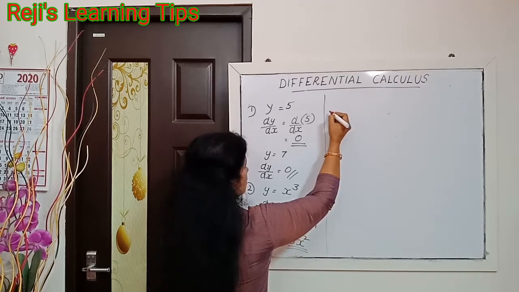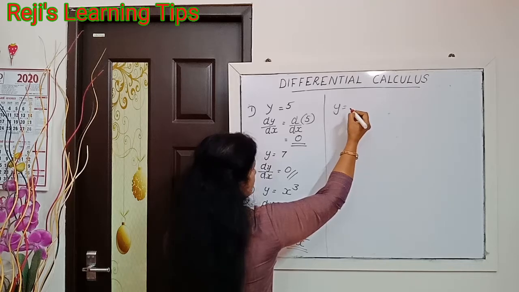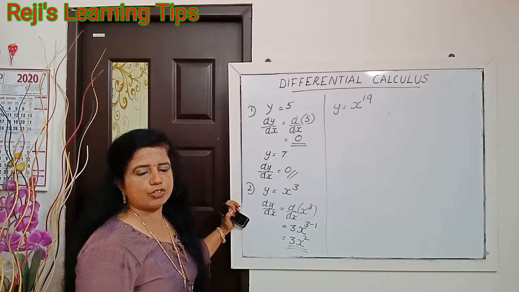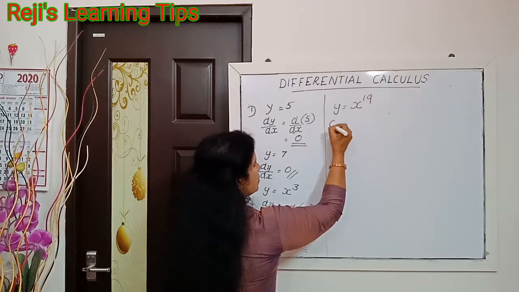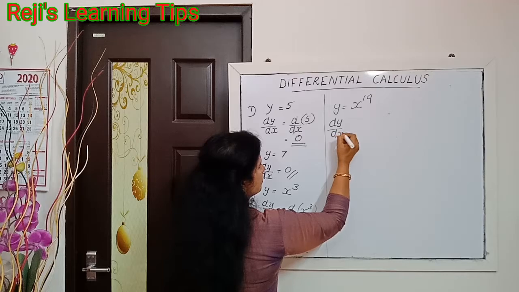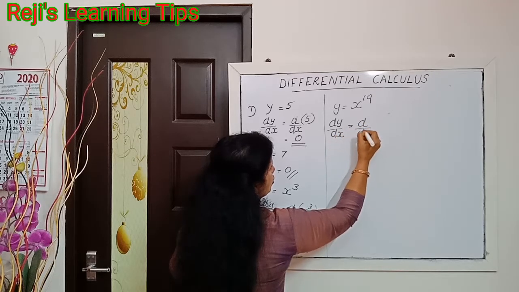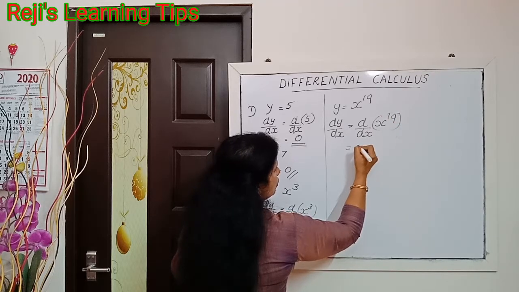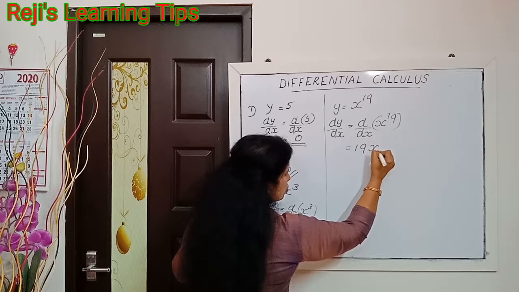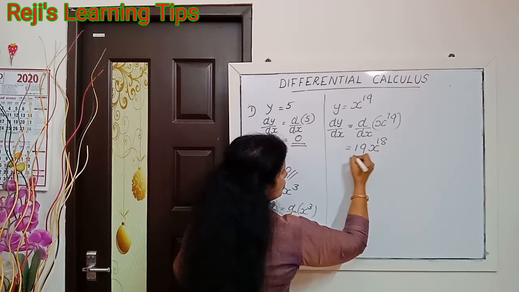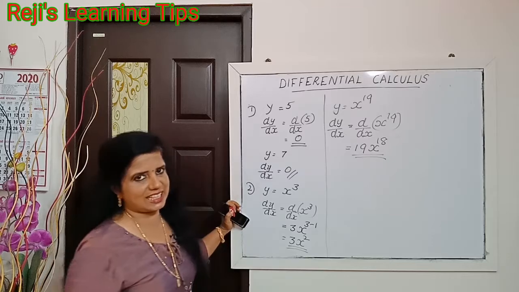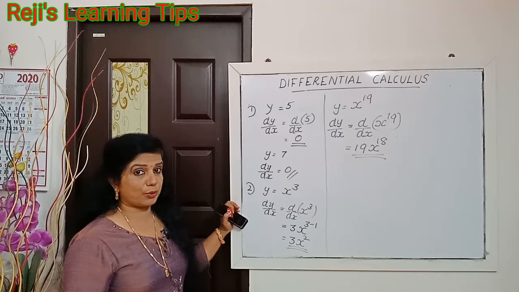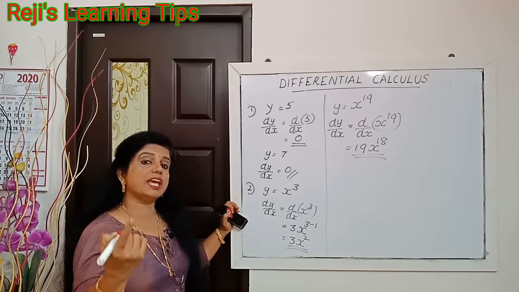Next one, y is equal to x raised to 19. Derivative of x raised to 19: dy by dx is equal to d by dx of x raised to 19, that is equal to 19 x raised to 19 minus 1, that is 18. So 19 x raised to 18. d by dx of x raised to n is equal to n into x raised to n minus 1.